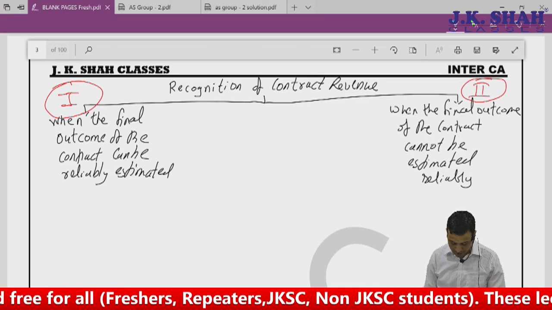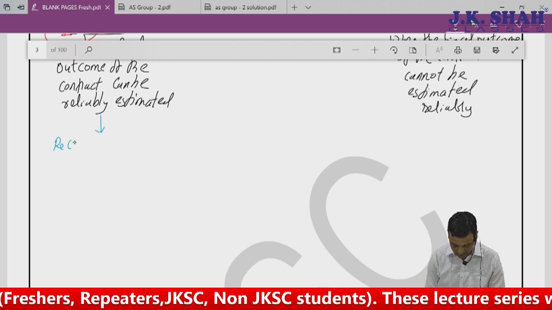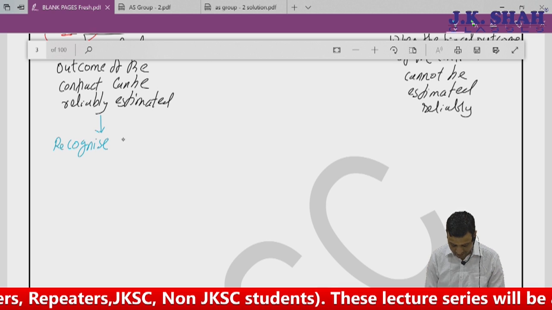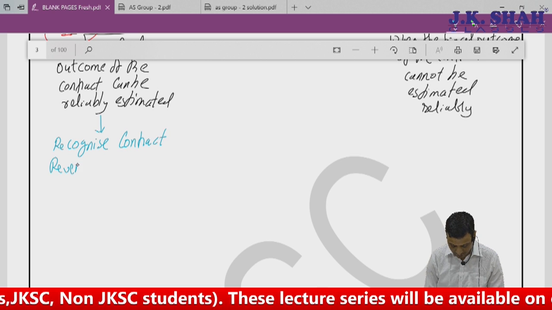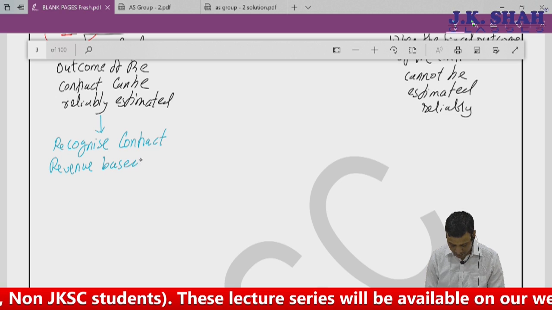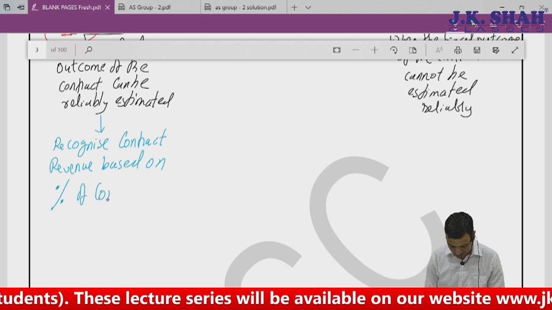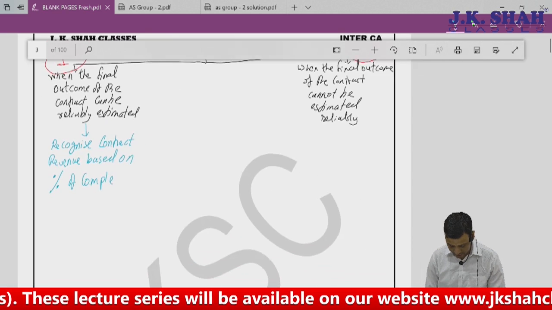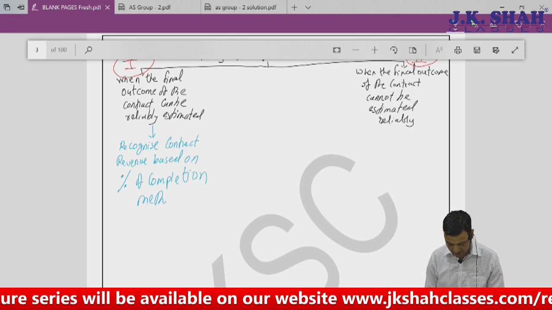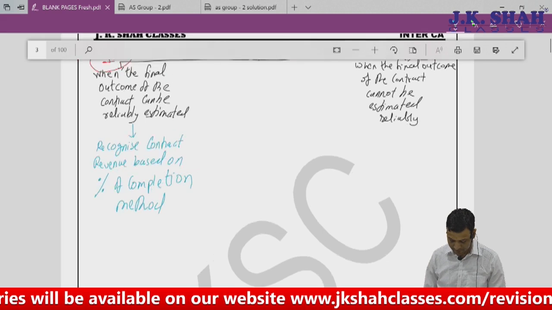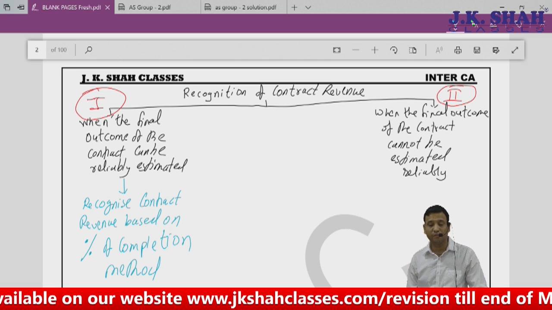If the final outcome of the contract can be reliably estimated, the standard says recognize contract revenue based on the percentage of completion method.